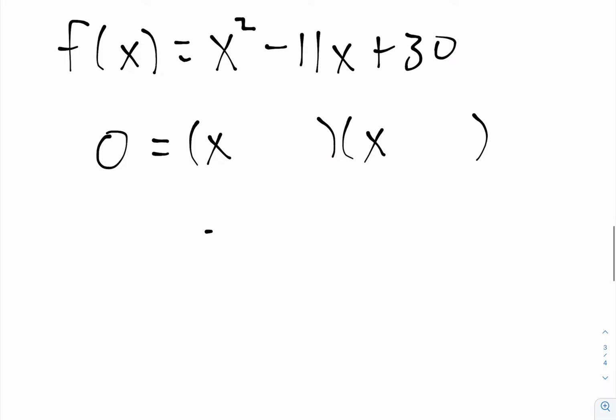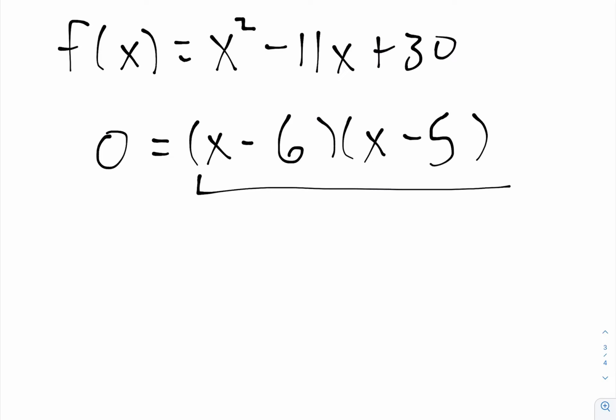Okay, so if you break that down, the answer we want is going to be negative 6 and negative 5. Because both of those add to negative 11 and multiply to positive 30. Because negative 6 times negative 5 is positive 30. Okay, so it's going to be x minus 6, x minus 5.